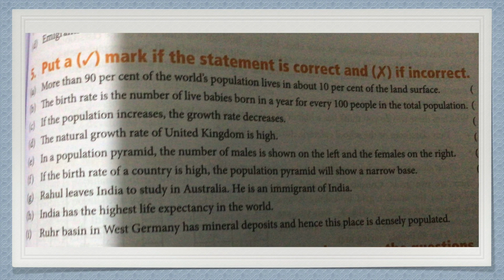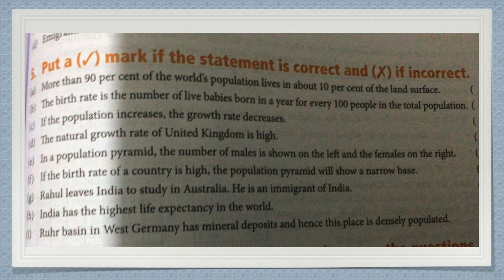Question number 5. Put a tick mark if the statement is correct and a cross if incorrect. More than 90% of the world's population live in about 10% of the land surface. And the answer is right. Number B. The birth rate is the number of live babies born in a year for every 100 people in total population. And the answer is wrong. C. If the population increases, the growth rate decreases. And the answer is wrong. Number D. The natural growth rate of United Kingdom is high. And the answer is wrong.